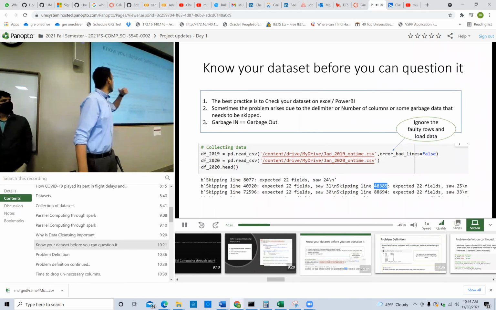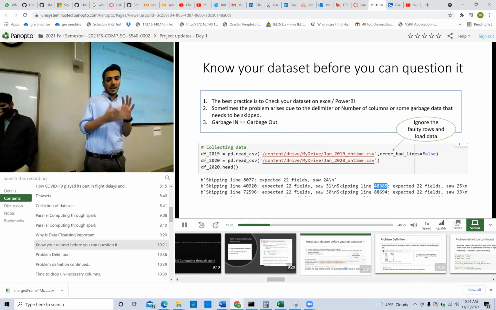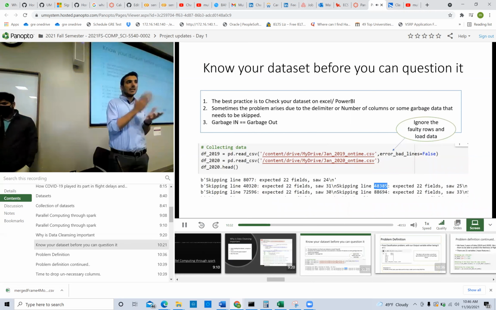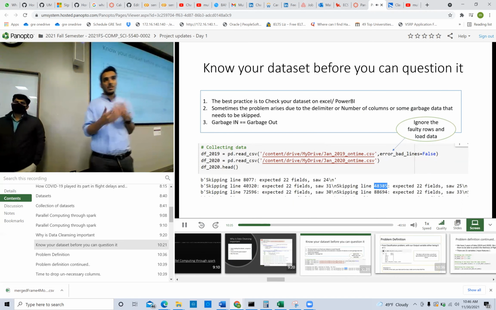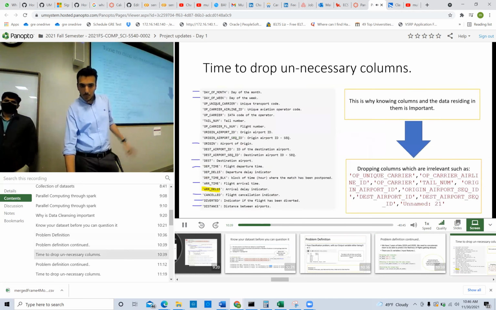The point of this slide is basically garbage in equals garbage out. That means if your data is not correct, or if you haven't done the correct pre-processing steps, you shouldn't expect good results. So this was the slide.